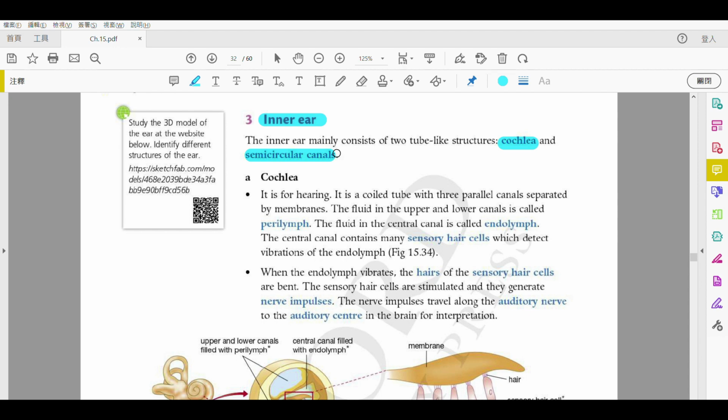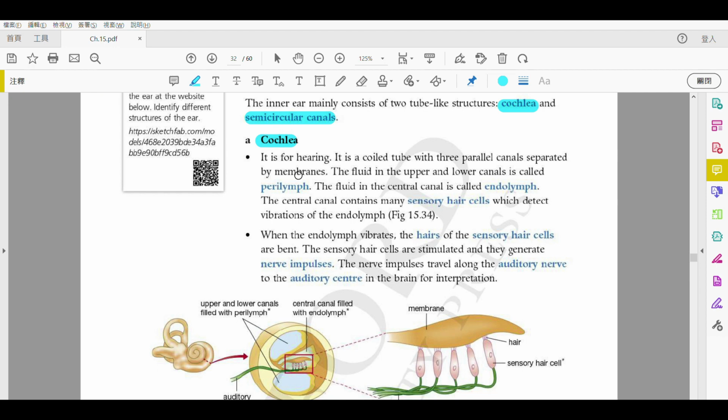Okay, but first of all, when we talk about the real ear, we will mainly focus on the cochlea, of course. Okay, because cochlea is the main structure which helps us to hear things. So as I said, it's very like a snail, right? So it is a coiled tube. And then there are three parallel canals inside, separated.